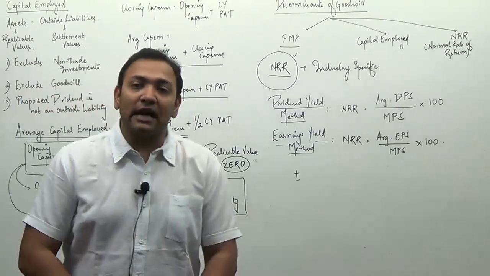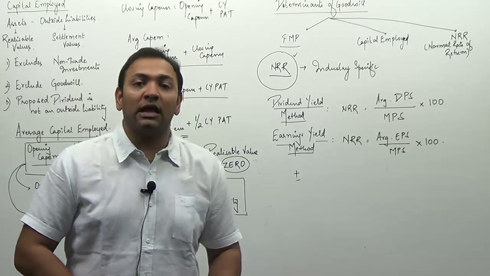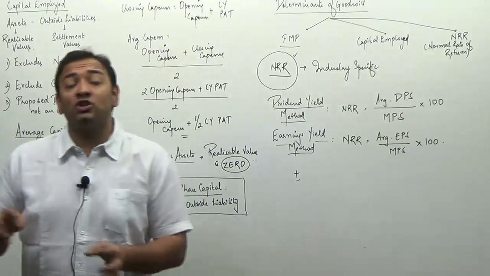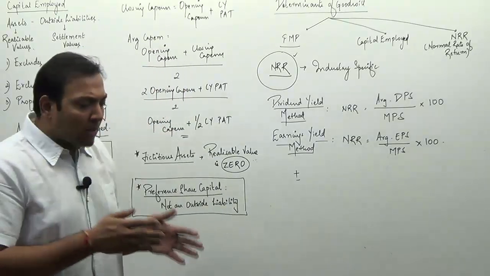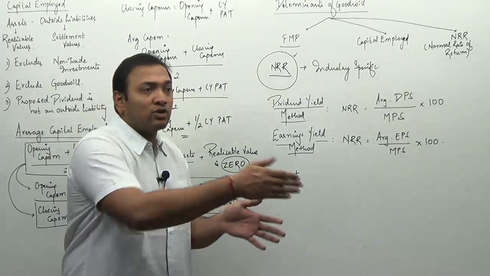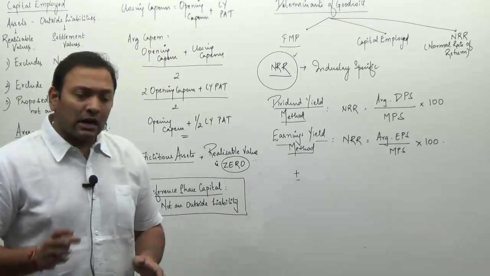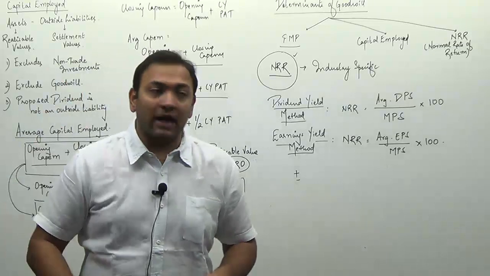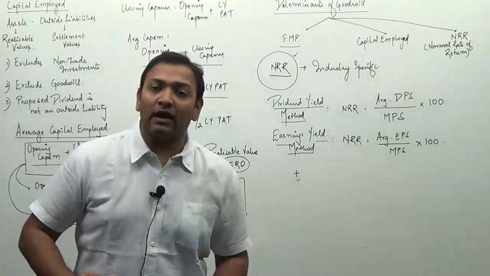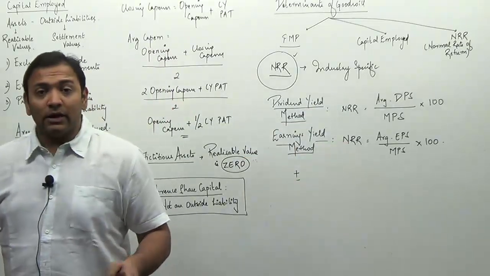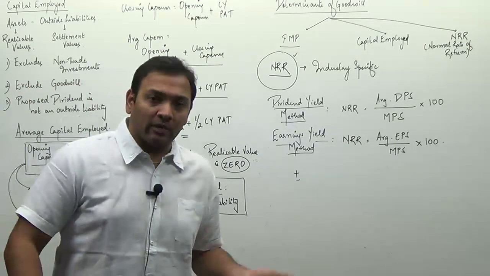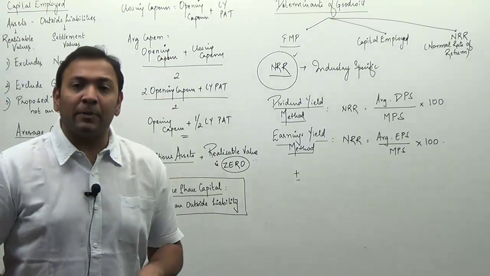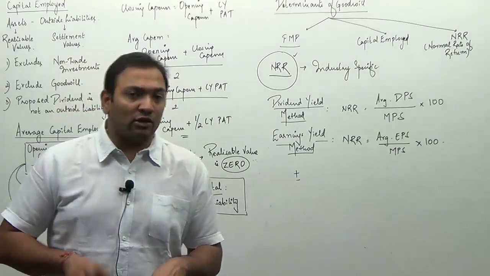As far as the problems are concerned, it will not be given exactly what the percentage increase in the NRR should be. We just come to a conclusion saying that the NRR should be higher. That's it. Now, let's say the NRR of the industry we have calculated using the earnings yield method as 14. But he has given you an additional condition saying that there is a debt equity ratio which is not favorable for the equity shareholders in the particular company whose goodwill you are valuing.